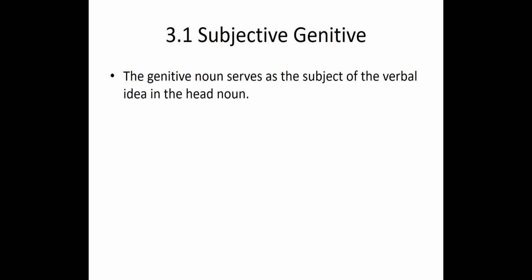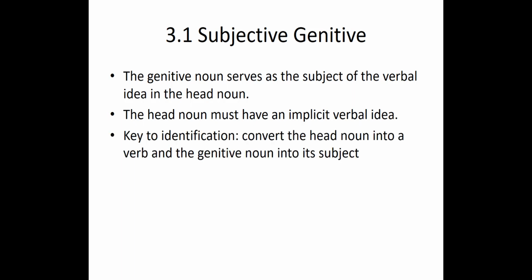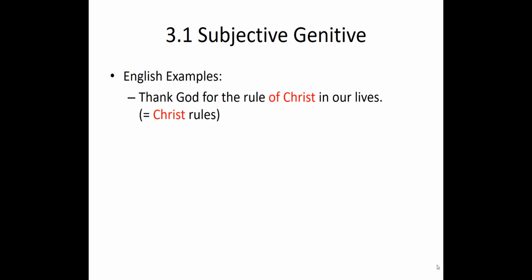So let's look at this subjective genitive. The genitive is modifying a verbal noun. That's a noun that has a verbal idea. And the genitive is acting as the subject of that verbal idea. The genitive noun is doing the action of that verbal noun. The head noun has to have this verbal idea, or else we can't have one of these verbal genitives. So to test it out, try to convert the head noun into a verb and make the genitive noun its subject. Thank God for the rule of Christ in our lives.